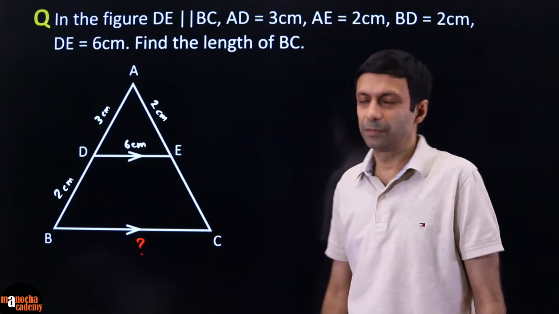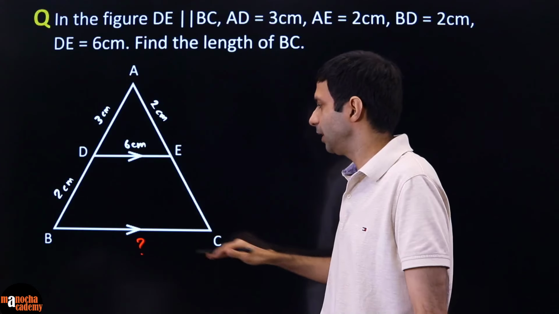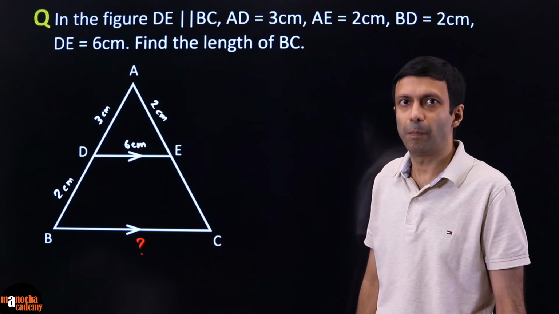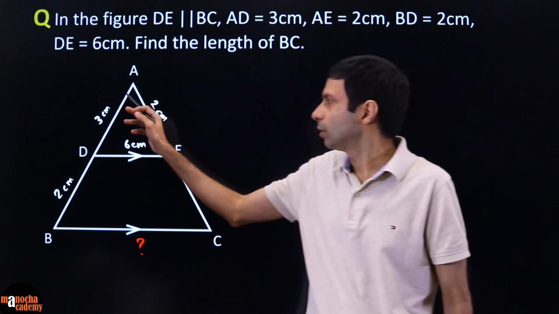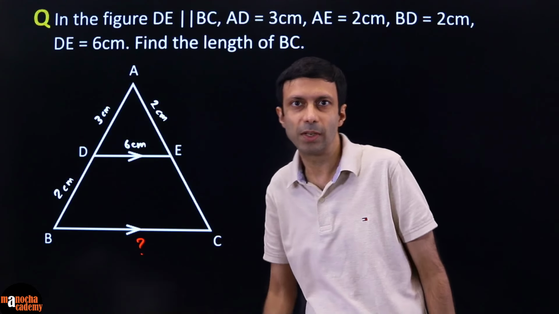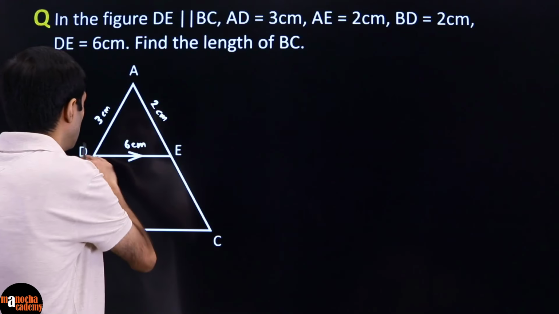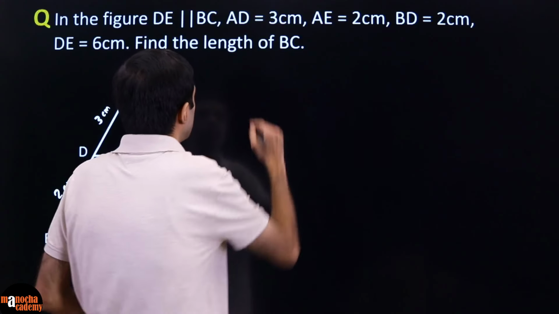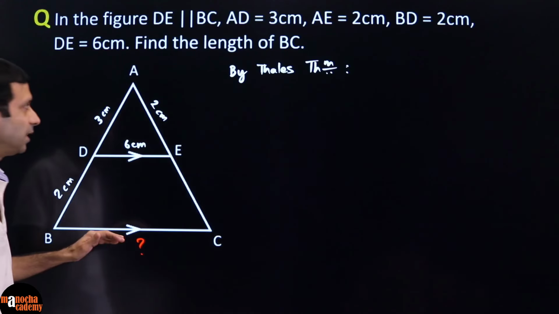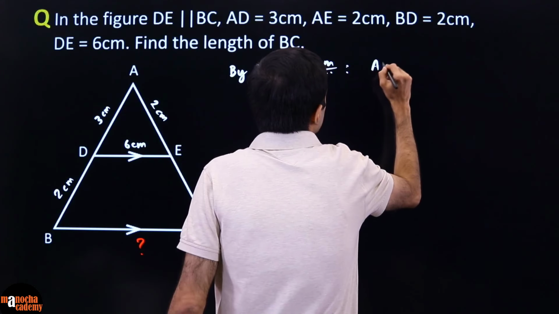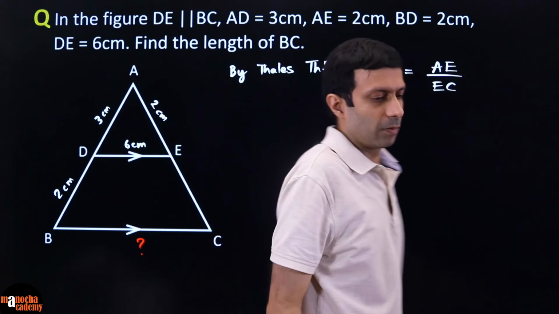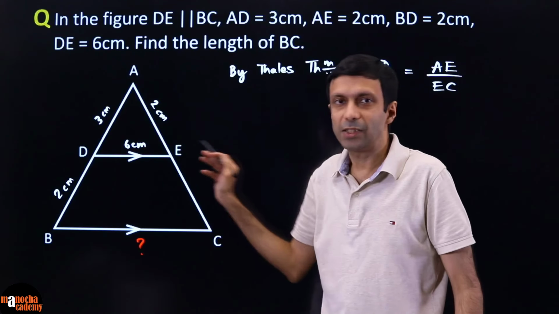So how do you plan to do this? You have been given that DE is parallel to BC, which we have marked in the picture here. Can we find this side by applying Thales theorem? Can we say this by this equals this by this? By Thales theorem, when you have DE parallel to BC, the ratio of AD by DB will equal AE by EC, because the parallel line divides these sides in equal ratio.